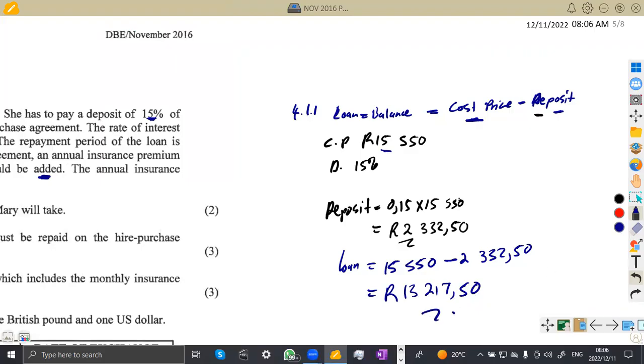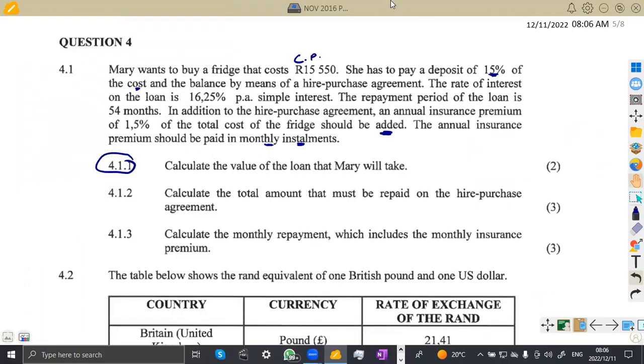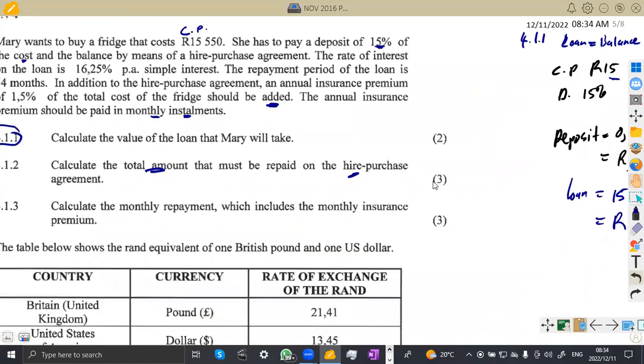All right. So this is the loan that we have from this part. So that was 4.11. All right, so on 4.12, we are now given: calculate the total amount that must be repaid on the hire purchase agreement. So we are actually calculating the total amount, which is the accumulated amount. Remember, this is a hire purchase, which means we are working with simple interest in this case.